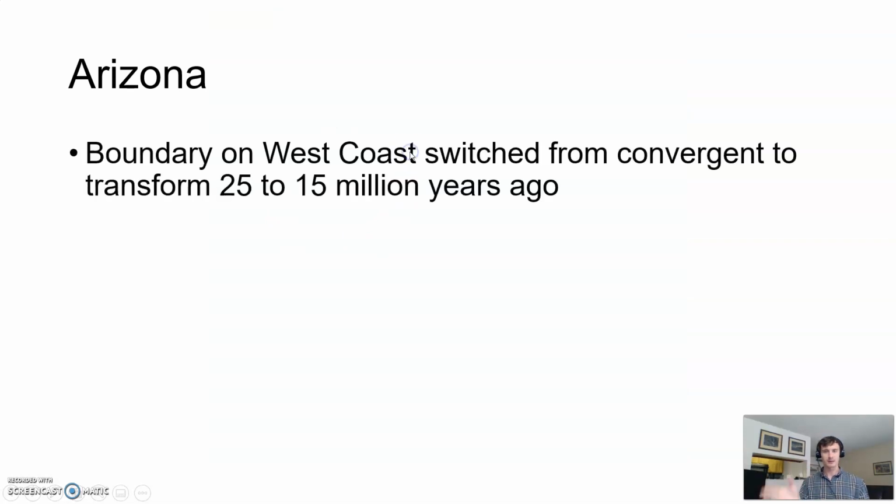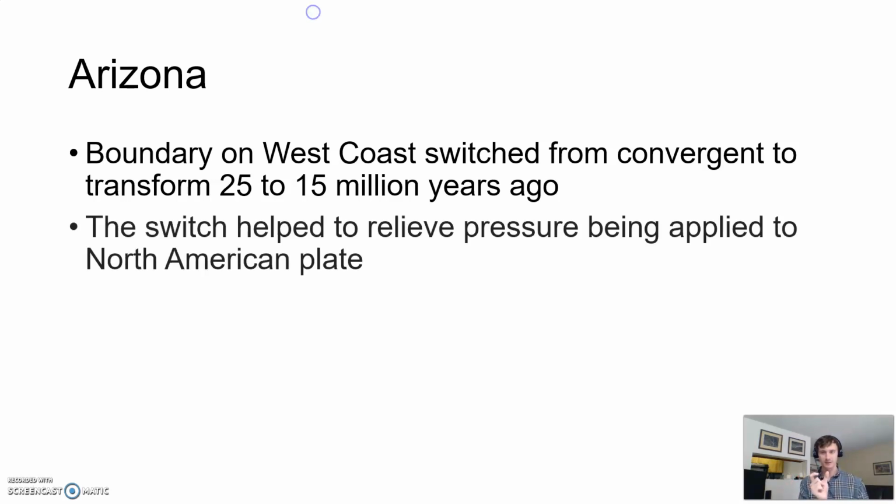So what about Arizona? What's going on in our state? On the West Coast, we had a switch from a convergent boundary to a transform boundary about 25 to 15 million years ago. So geologically, this is somewhat recent. Again, life has been around for about 540 million years. So this is just the very most recent little episode.